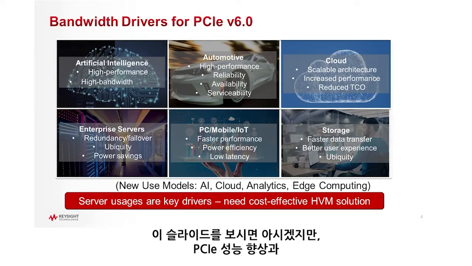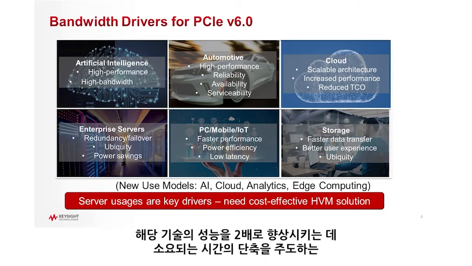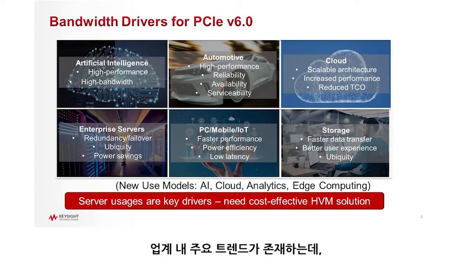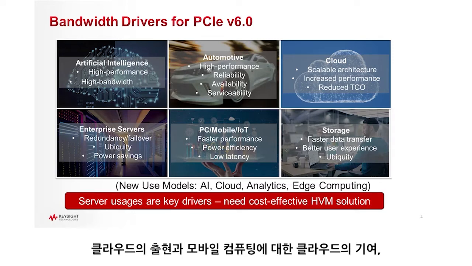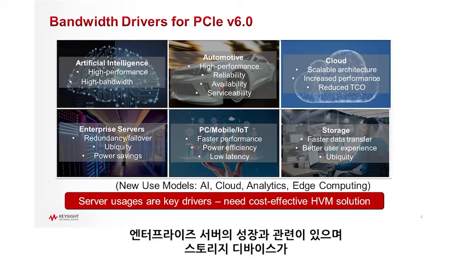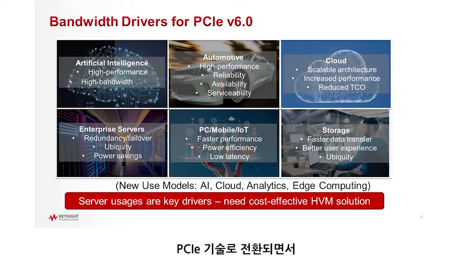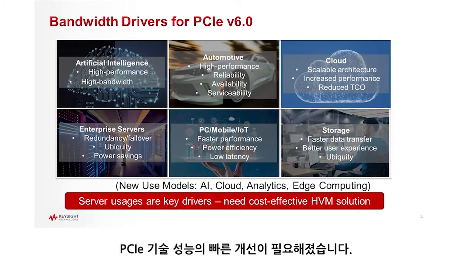Looking at this slide, you can see that the increase in the performance of PCI Express and the decrease in the time that it has taken to double the performance of the technology is strongly driven by major trends within the industry, specifically in the use of artificial intelligence and co-processors, the emergence of the cloud and its contribution to mobile computing, also the growth in enterprise servers, and especially the transition of storage devices to use PCI Express technology have been important drivers demanding quick and rapid improvements in the performance of PCI Express technology.